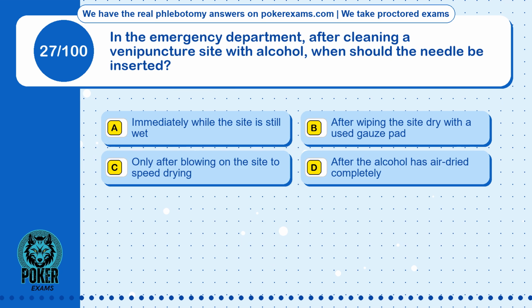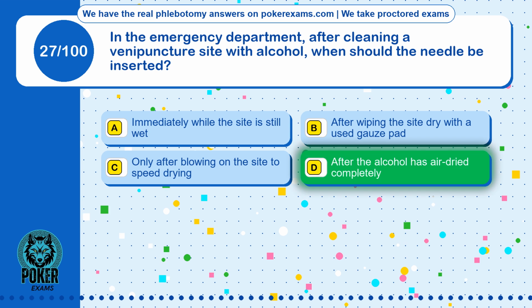Question 27. In the emergency department, after cleaning a venipuncture site with alcohol, when should the needle be inserted? Option A: immediately while the site is still wet. Option B: after wiping the site dry with a used gauze pad. Option C: only after blowing on the site to speed drying. Option D: after the alcohol has air dried completely.